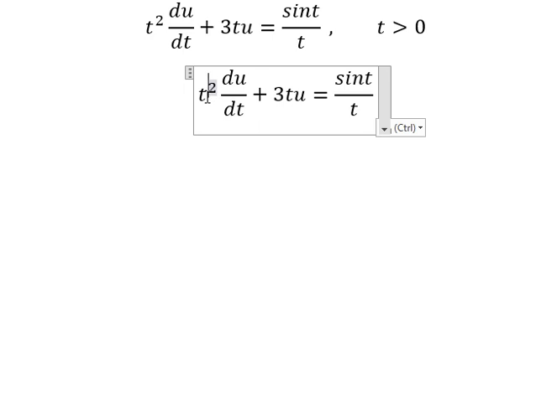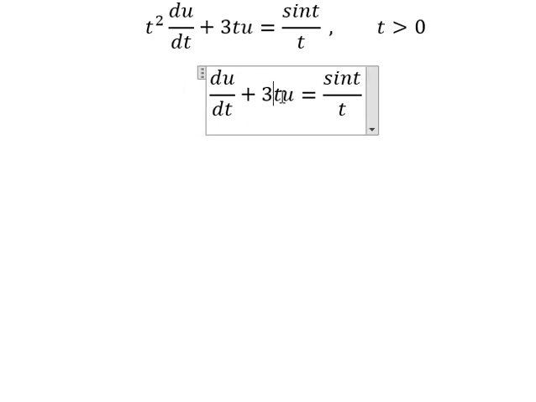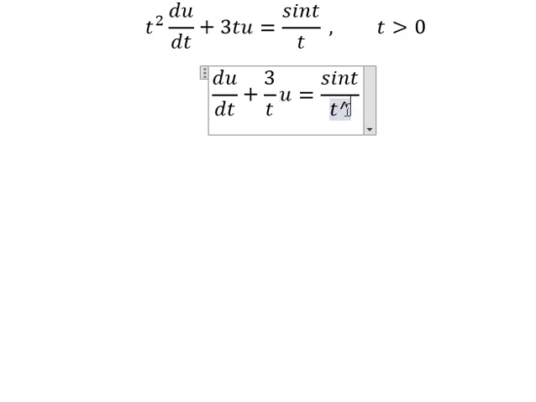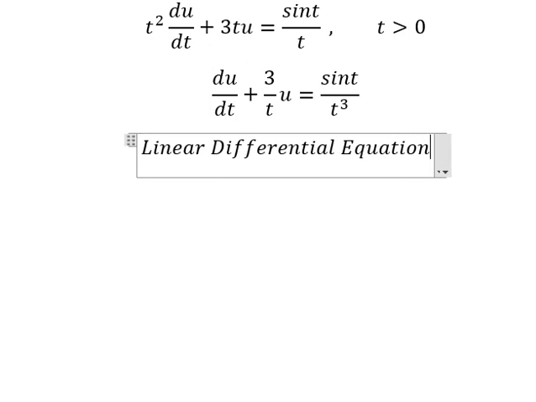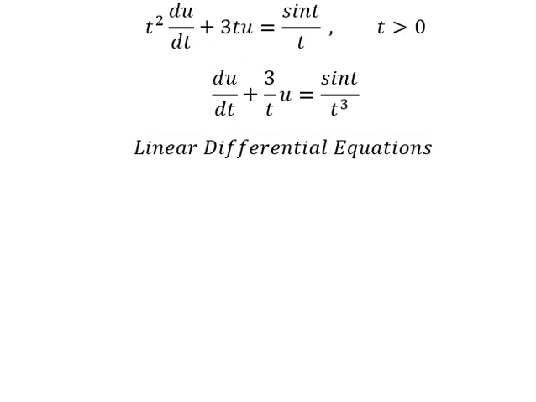So we divide both sides by t squared. Next, we have u and the first derivative of u. This is about linear differential equations. So we can use an integrating factor.